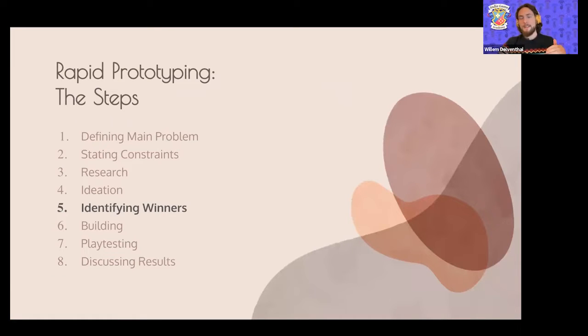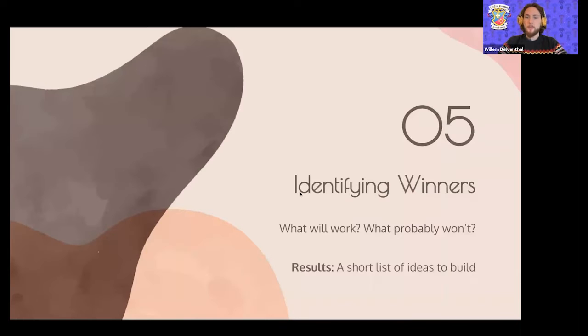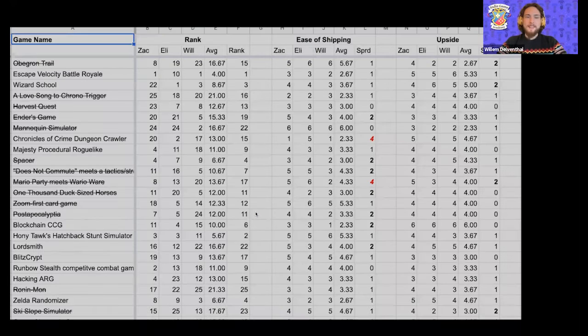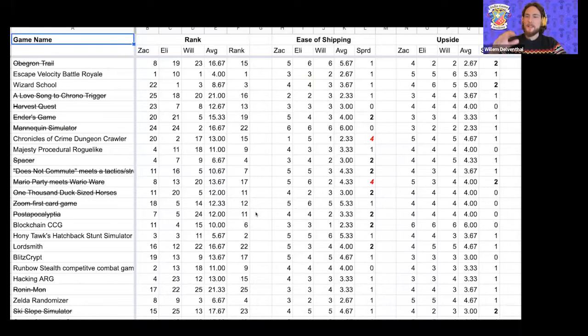The process that John likes to talk about in his rapid prototyping steps is to define what your actual problems are, research some information, look at some other examples of games, ideate those ideas, and then identify winners. That fifth step, identifying the winners of those potential ideas, is one of the main reasons that we do paper prototyping. Who here keeps track of their game concepts? Who's got like a big list of these?